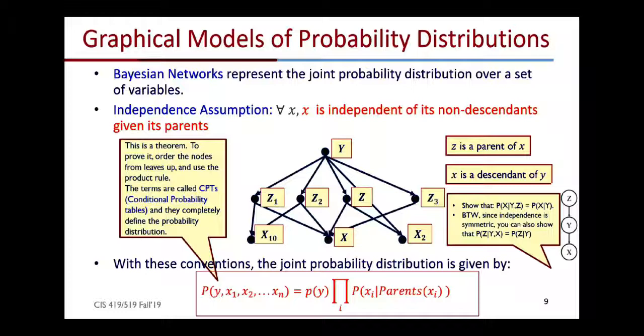Now, independence is a symmetric condition. So again, you should be able to do some algebra and show it in the other direction. So P of Z given Y and X is P of Z given Y. So these are all immediate outcomes of this independence assumption. And now with this, we should be able to do a lot of things once we have this representation.